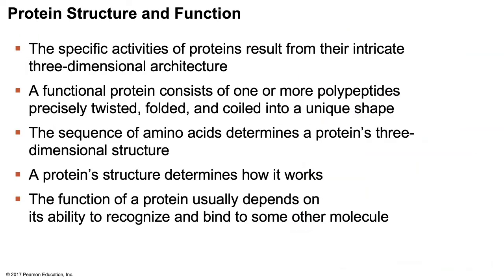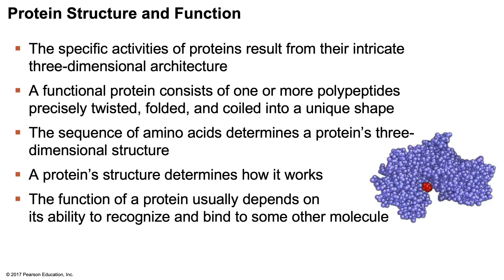Recall from Chapter 1 the concept of structure-function relationship. The specific activities of proteins are a direct result of their intricate 3D architecture. You just learned how the polypeptide is made by stringing amino acid monomers together with peptide bonds. However, creating a string of amino acids is not enough to have a functioning protein.